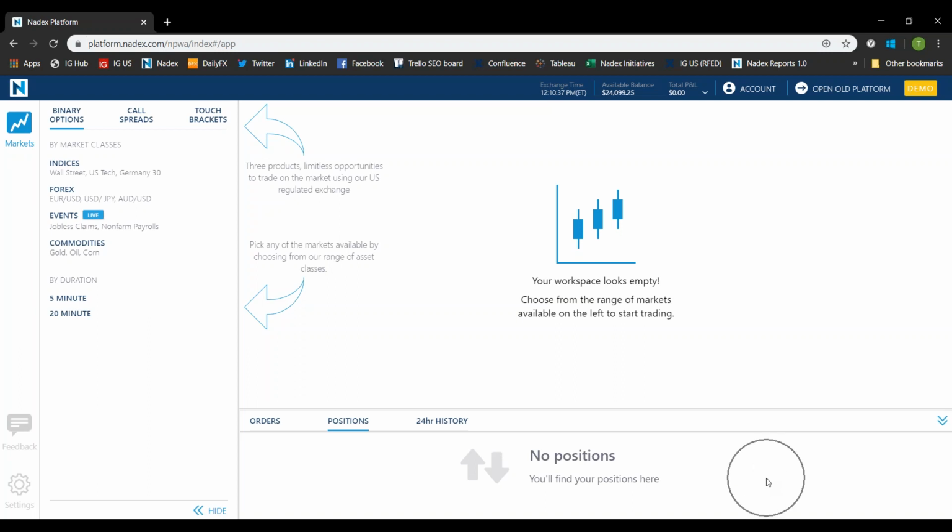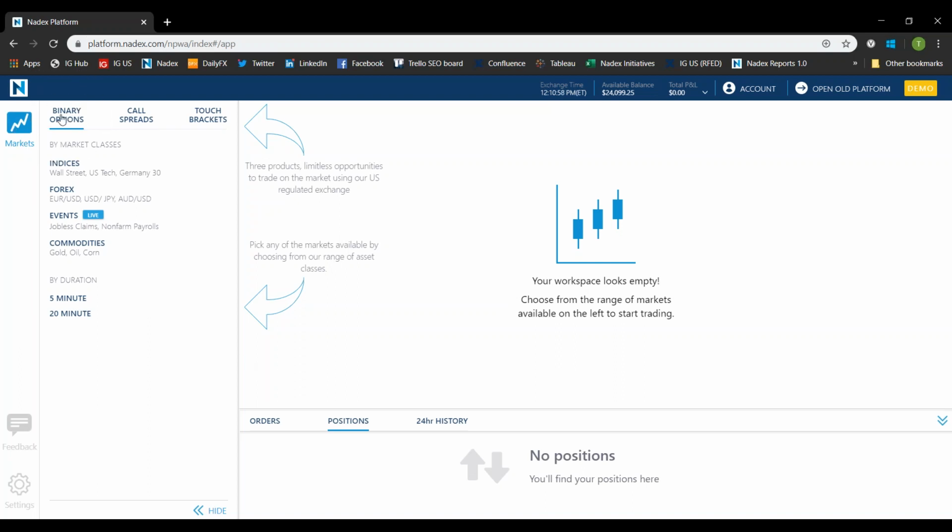At the bottom of the screen is your account, what orders you have working, what positions you have, and even your trading history for the last 24 hours. And then in the center, this is the main workspace. Currently our workspace is empty because I haven't clicked on anything. So let's start off in the world of binary options.